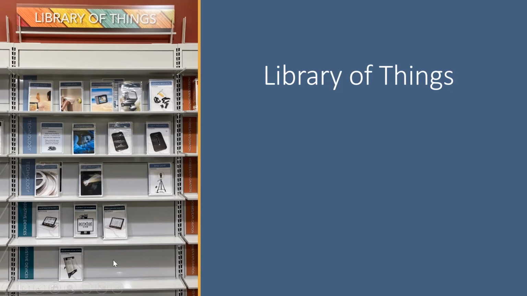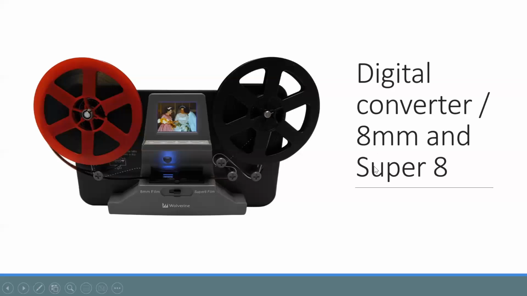So I'd like to cover some of the highlights in the Library of Things. So one item which is pretty cool is a digital converter. This will do 8mm and Super 8 tape. And one thing that's great about that is we don't have that ability in the Media Lab. But you can check this out at the library, through the Library of Things.